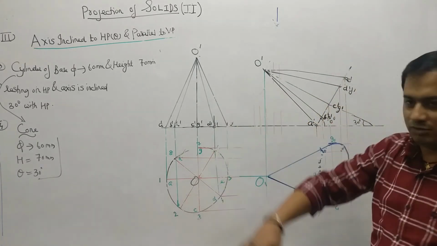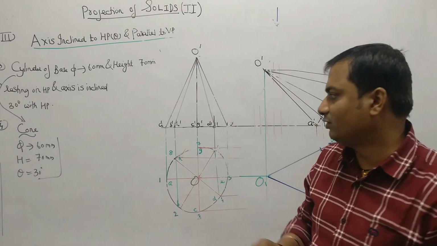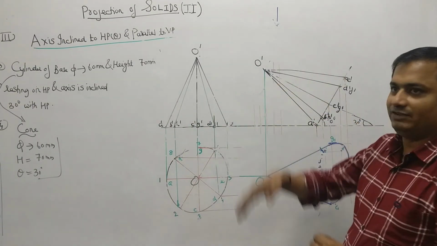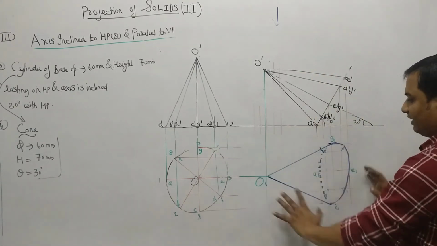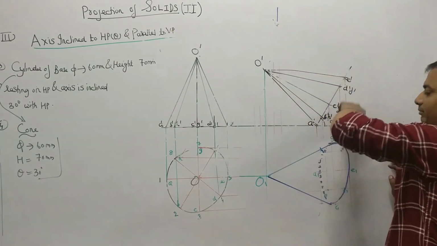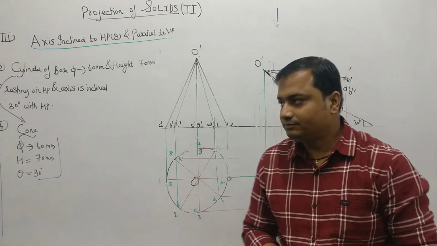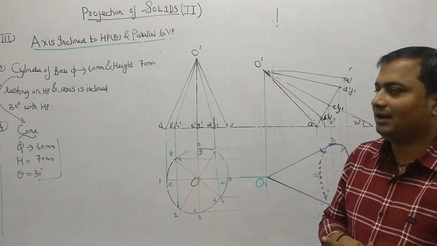So this is the problem of cone. First I made it standing on HP, then I drew the top view and front view of the cone. Then I made the triangle inclined with the HP, a triangle of 30 degrees. Then with projectors and loci we get this final shape, and this part will not be visible from the top. When you see from the top, the bottom part will not be visible. So this is the problem of cone. This is the case when the axis is inclined with the HP at theta and parallel to the VP.